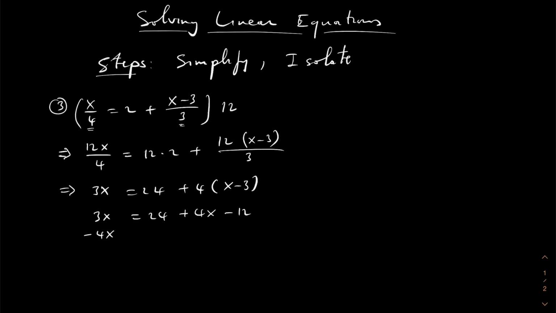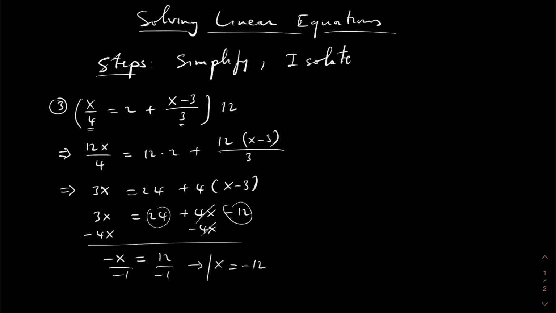So I'm going to have to subtract 4x here on both sides, which is going to give me 3x minus 4x, giving me negative x. And then that will be equal to 24 minus 12, which is 12. And then I'm going to finally divide by negative 1 on both sides, which is going to leave me with x equals negative 12. And that will be done.